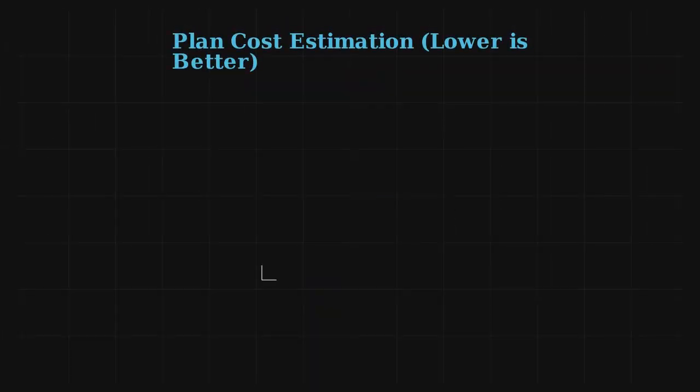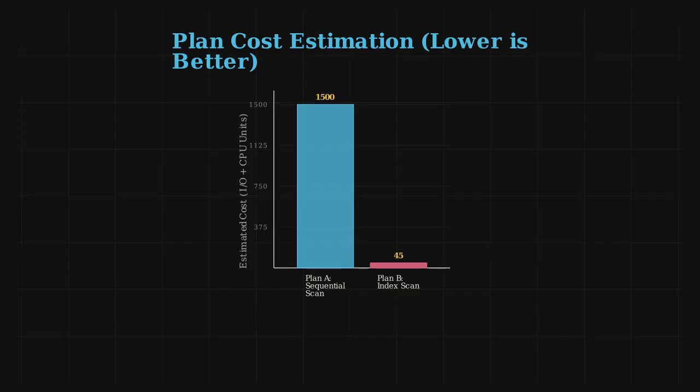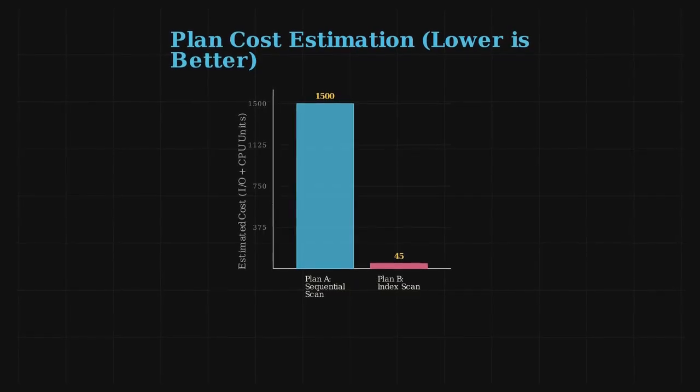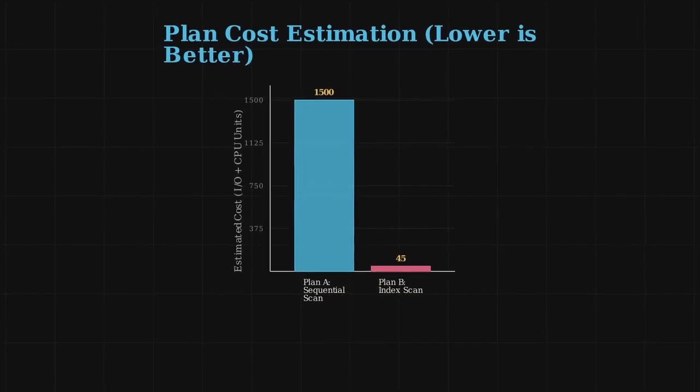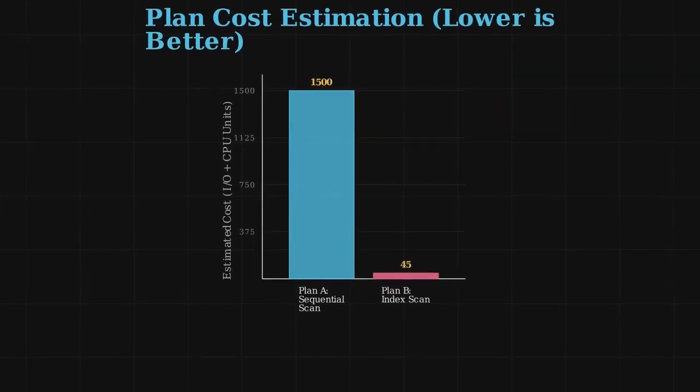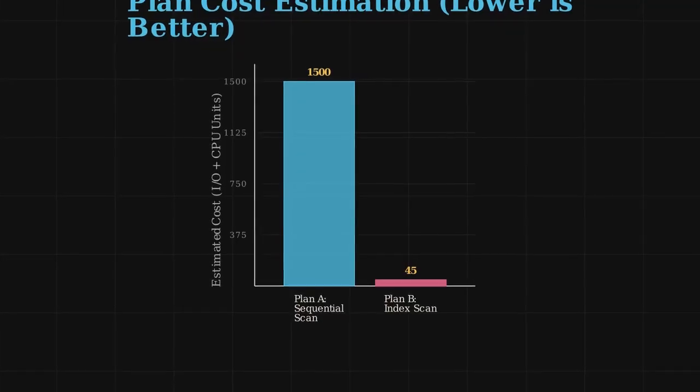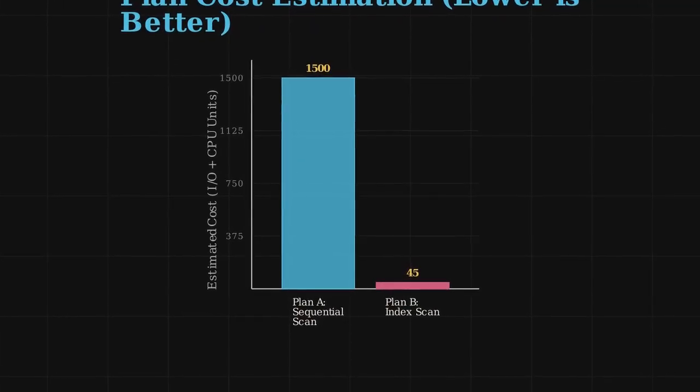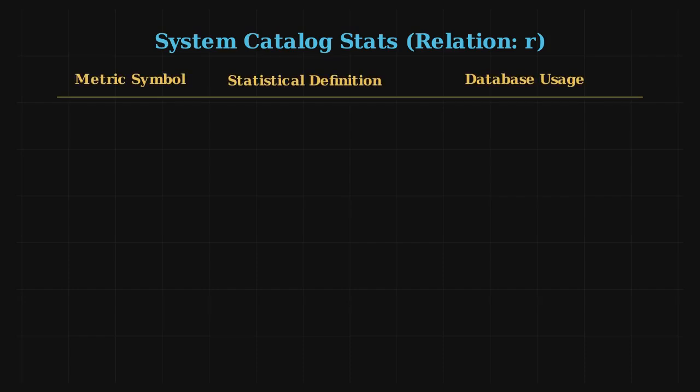But what is cost? It is a metric representing execution time, primarily dominated by disk block accesses and CPU cycles. Since running every plan to find the fastest is impossible, the optimizer estimates costs mathematically, selecting the plan with the lowest score. To calculate these cost estimates, the DBMS uses the system catalog, which stores crucial table statistics.